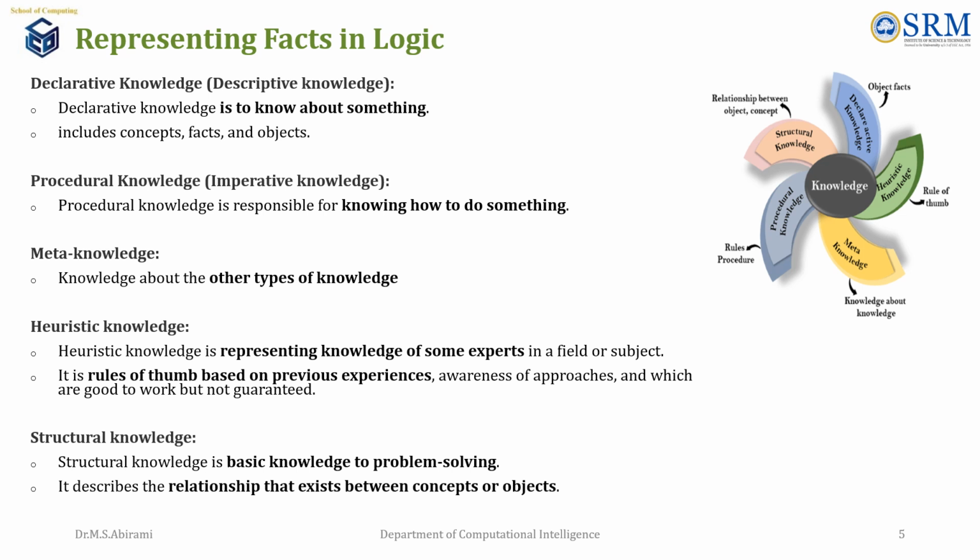The first one is declarative knowledge, otherwise called descriptive knowledge, which is to know about something, and includes concepts, facts and objects. Procedural knowledge, otherwise called imperative knowledge, is responsible for knowing how to do something. Meta knowledge is another type of knowledge, and heuristic knowledge represents the knowledge of some experts in a field or subject. It is rules of thumb based on previous experiences. Structural knowledge is basic knowledge for problem solving, which describes the relationship that exists between concepts or objects.